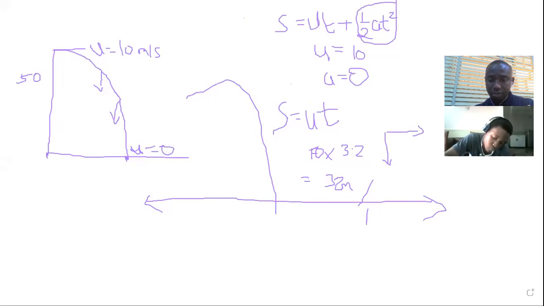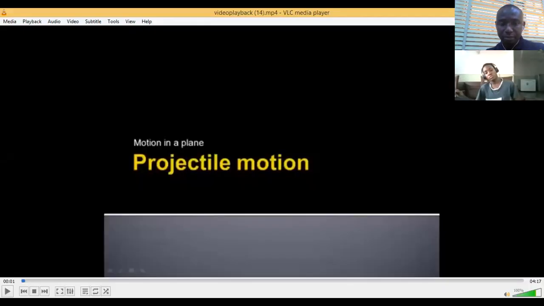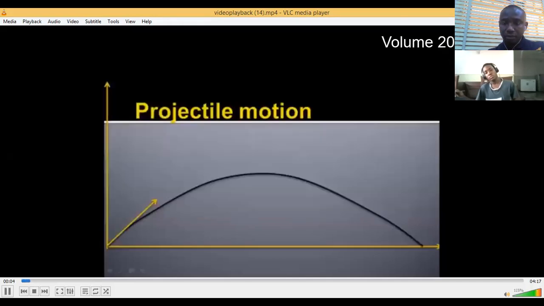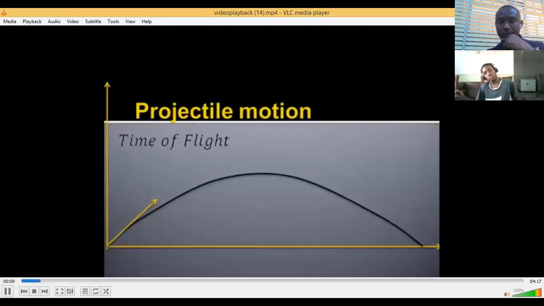All right, let's just go straight into the projectiles. Now, the next thing we need to look at is how to derive the time of flight, the range and others. I'll need us to look at this motion in a plane, projectile motion. In this video of projectile motion, we are going to discuss time of flight, range, and maximum height.